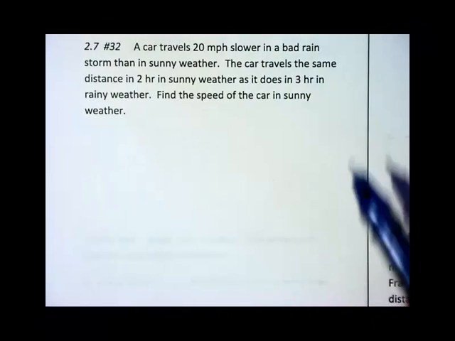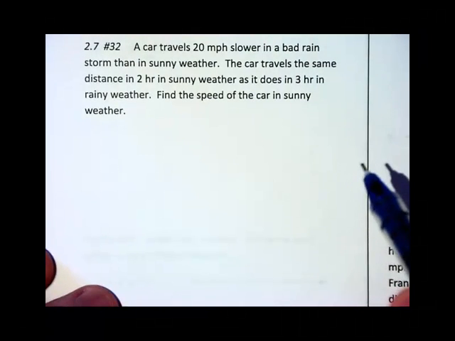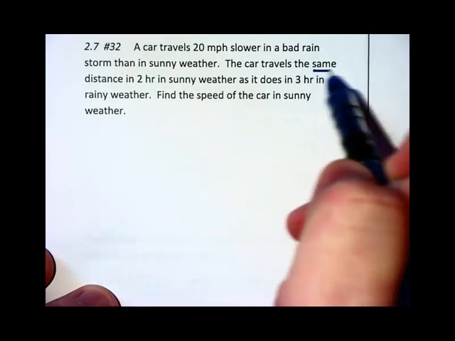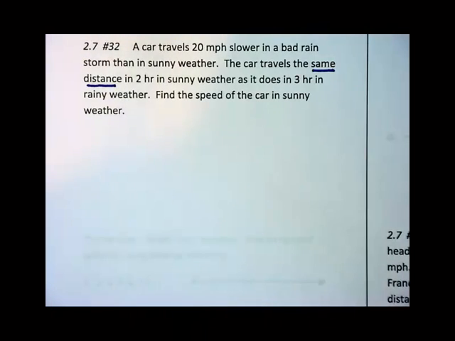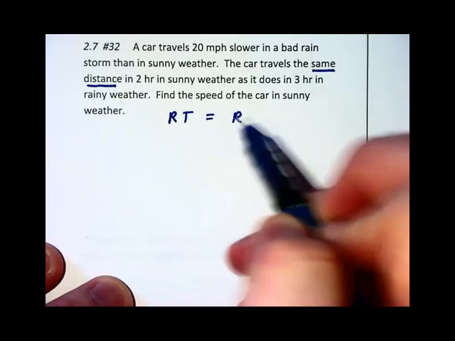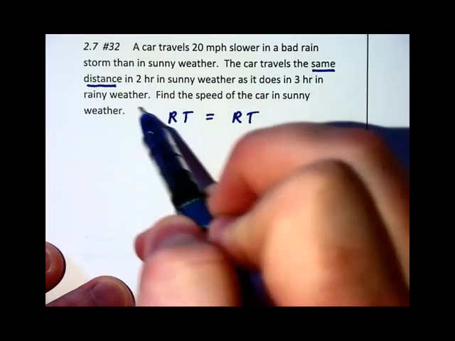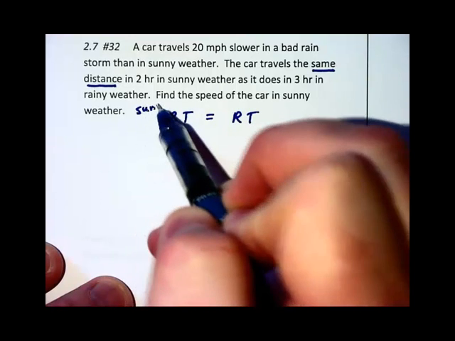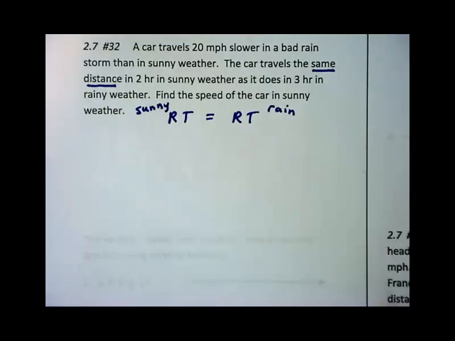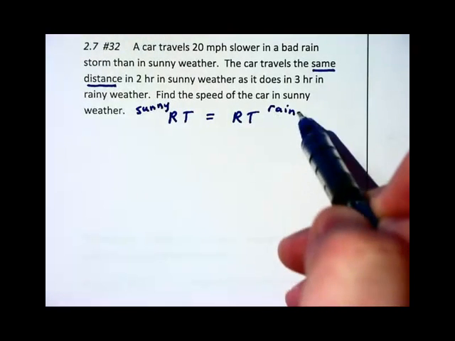Okay, a car travels 20 miles an hour slower in a bad rainstorm than in sunny weather. The car travels the same distance, ding ding ding, in 2 hours in sunny weather as it does in 3 hours in rainy weather. Once you see that same distance, you're going to want to say RT equals RT. The one on the left I'm going to label as the sunny weather, and the one on the right, just for organizational purposes, will be the rainy weather.